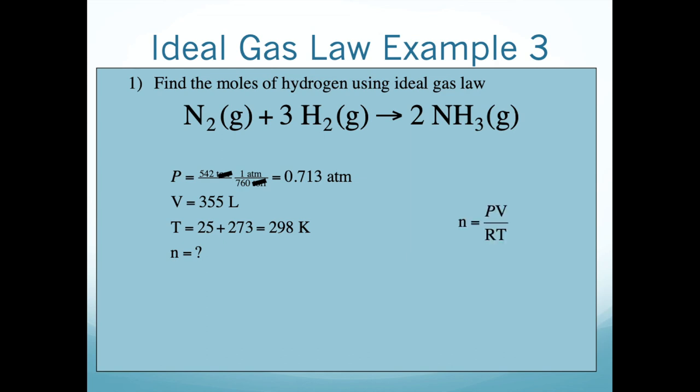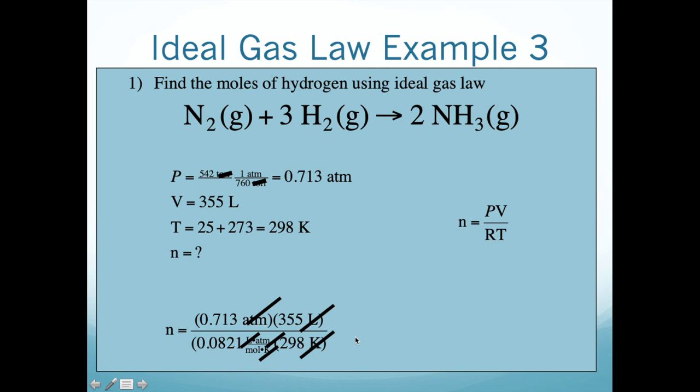Hopefully you would have divided by R and T, and rearranged your formula to look like that. Then you just plug those numbers in accordingly. We take our pressure in atmospheres times our volume in liters, and divide by R and T in Kelvin. All our units should cancel out, leaving just moles. You should get an answer somewhere in the ballpark of 10.35 moles. Again, maybe not perfectly this number, but somewhere in that ballpark.